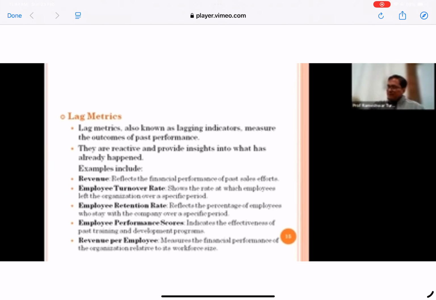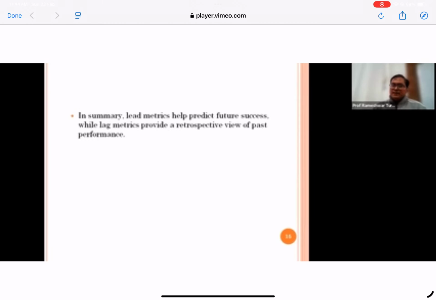Impact is one of the subcategories of lag metrics, you can say. So there is sometimes overlap. Sometimes some metric may fall into 2 categories. That is happening. Hope I clarified it. In summary, lead metrics help predict future success, while lag metrics provide a retrospective view of the past performance.